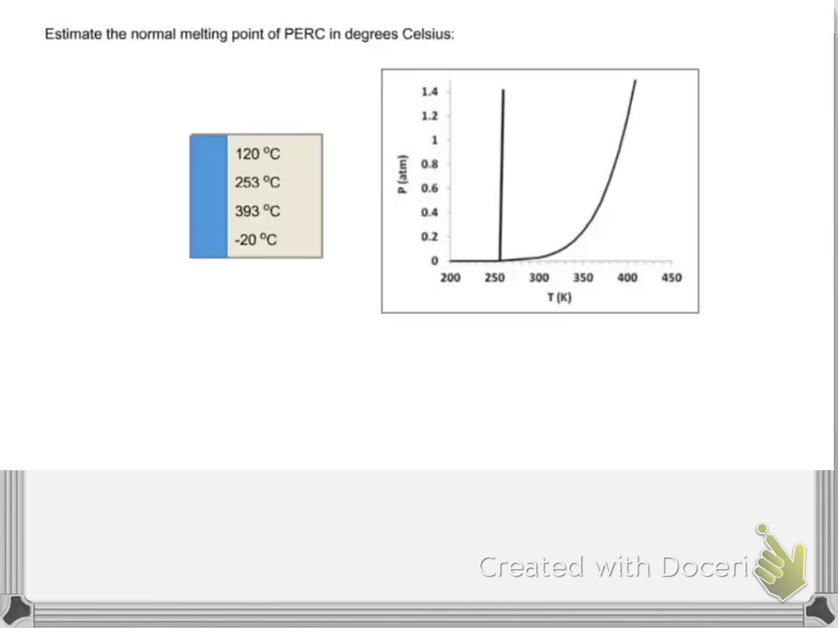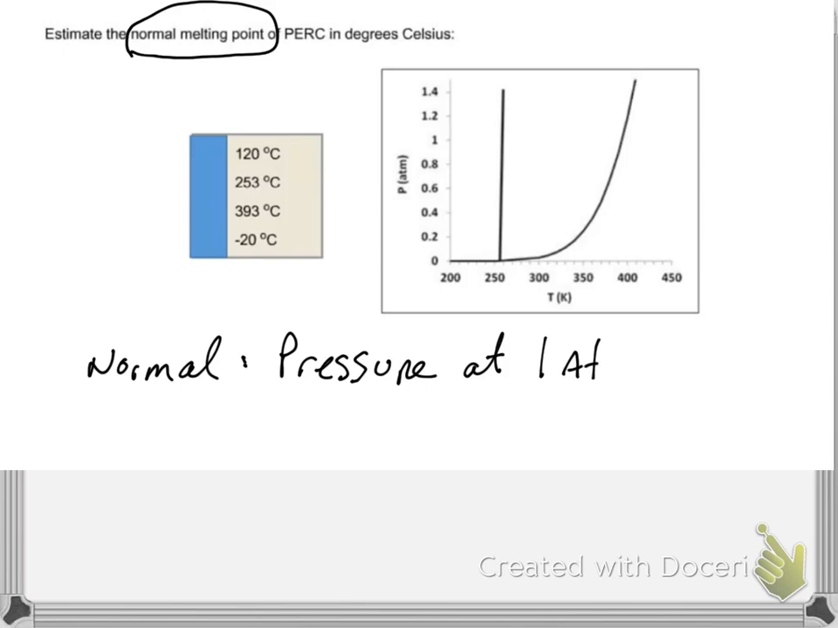Okay, so in this particular problem, we're asked to find the normal melting point of this compound. So let's go through and fill out some information. What does normal mean? Normal means the pressure at 1 atmosphere. So we draw a dashed line from 1 atmosphere across. We identify the phases, solid, liquid, gas. Where the solid-liquid interface is at 1 atmosphere, we look at the temperature that occurs, and for boiling, we look at the liquid-gas interface at 1 atmosphere.